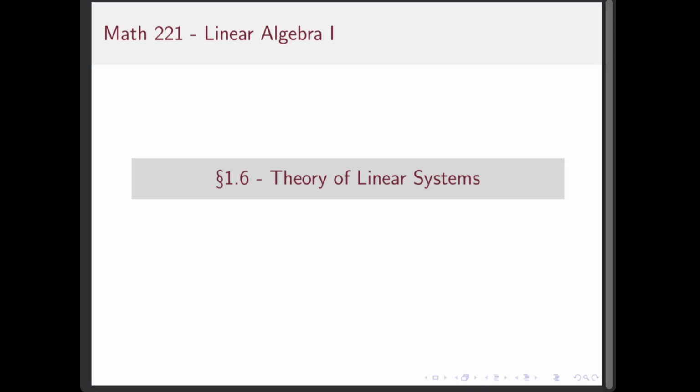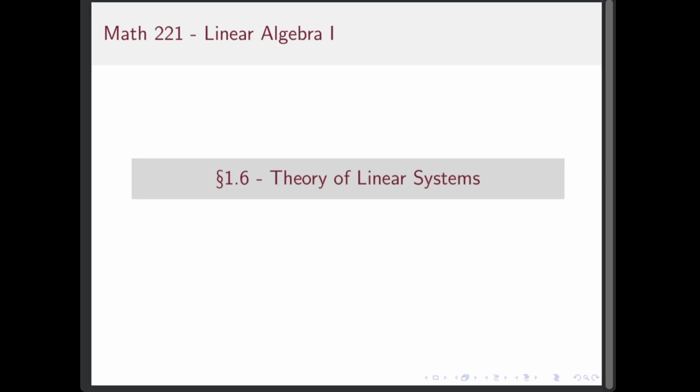So section 1.6 is titled Theory of Linear Systems because what we're going to do is dig a little bit into the theory behind some of the claims I've already made to you. First of all, we're going to prove once and for all that linear systems can only have one of the following: exactly one solution, no solution at all, or infinitely many solutions. There's only three possibilities. There's no other options that can happen. That's one of the things I'm now going to prove to you officially.